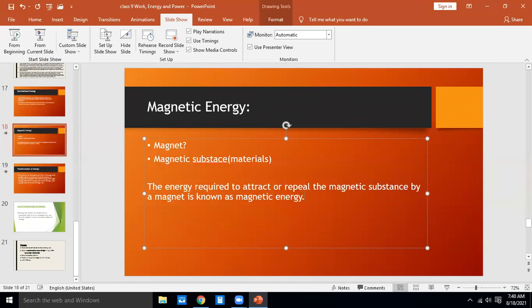Once again, magnet: those substances which show the property of a magnet. The property of a magnet means either attraction or repulsion. That is called the property of a magnet. If a substance shows this property, that is called a magnet. Magnetic substance: those substances which get affected by the magnet.